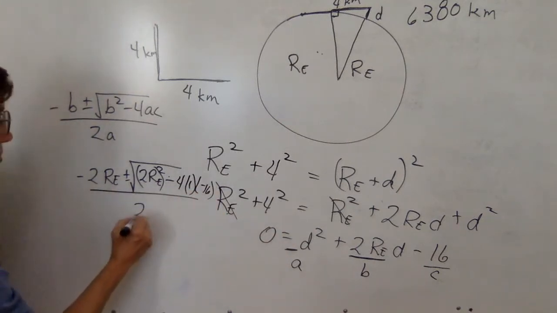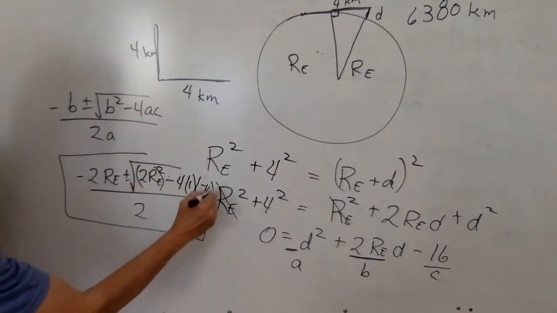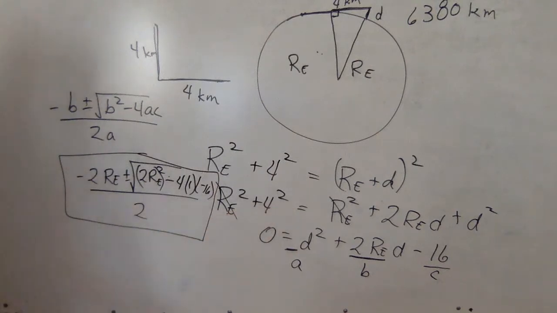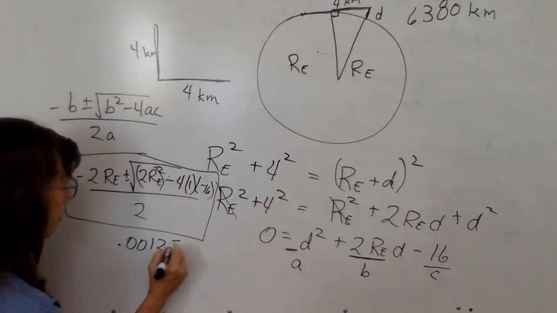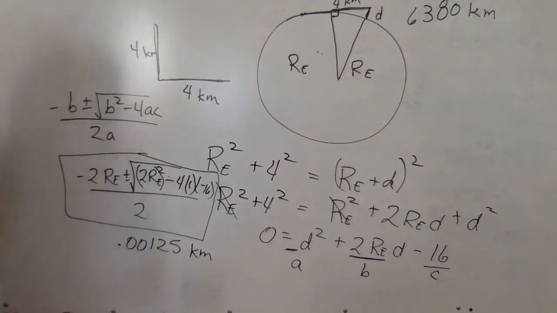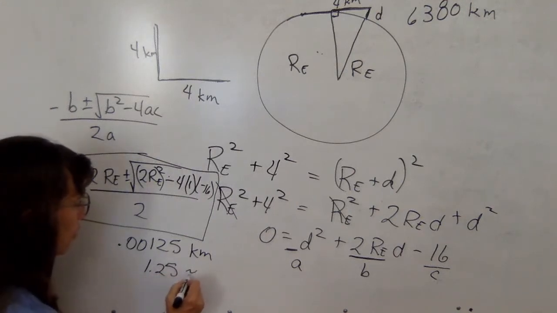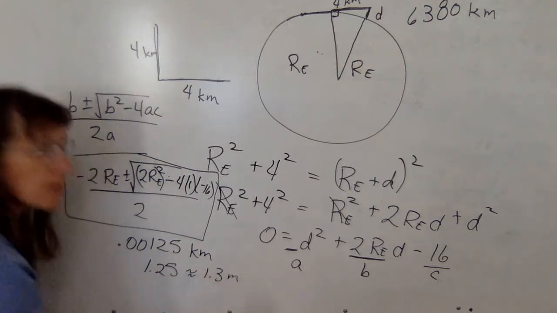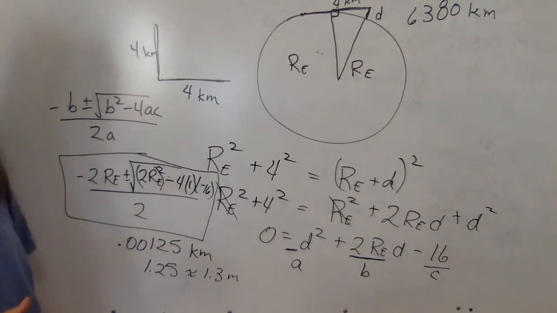2 times 1 is simply 2. Okay, and so I'll put a box around this to kind of separate it out from this other equation right here. When you run that through the quadratic equation, the only number that makes any sense is 0.00125 kilometers. Okay, and if we go ahead and switch that into meters, that's 1.25, or roughly 1.3 meters, which is indeed about this high, just like my colleague said.